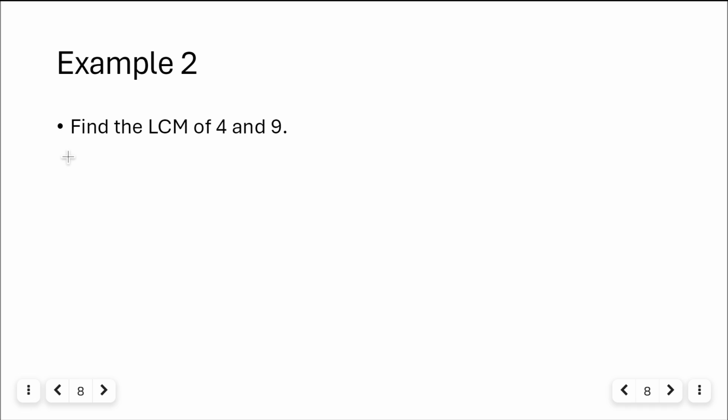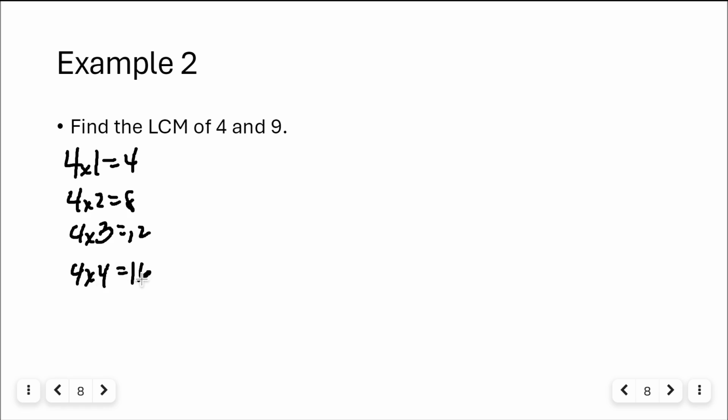Okay, so let's start multiplying. I'm not going to start at 0 because 0 doesn't count. 4 times 1 is 4. 4 times 2 is 8. 4 times 3 is 12. 4 times 4 is 16. 4 times 5 is 20. 4 times 6 is 24. I'll stop there. Let's go to 9.